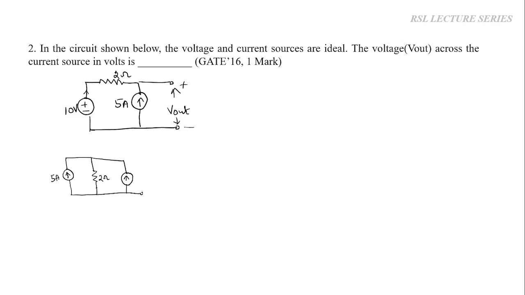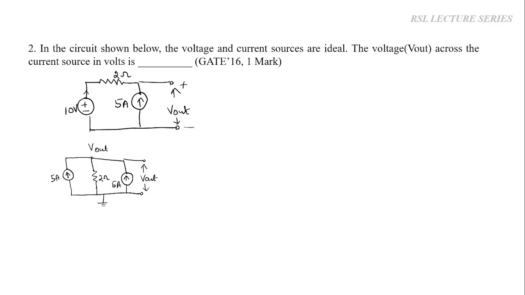So now we have to find out the voltage V out. Okay. So this is 5 ampere again. So now this is a common node and this is one node here. So this is nothing but the nodal voltage V out.